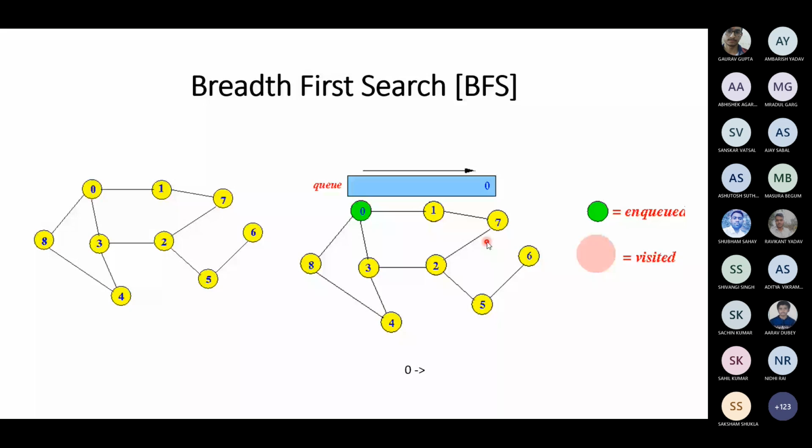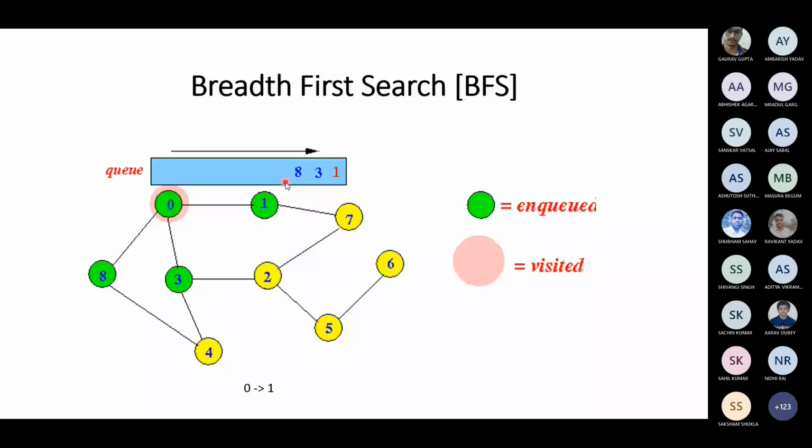Repeat this. Initially you have 0 element. You inserted 1, 3, 8 into the queue. So you visited 0, and 1, 3, 8 are inserted in the queue. The next element you will insert after 8. The element you will visit is the one at the front of the queue.